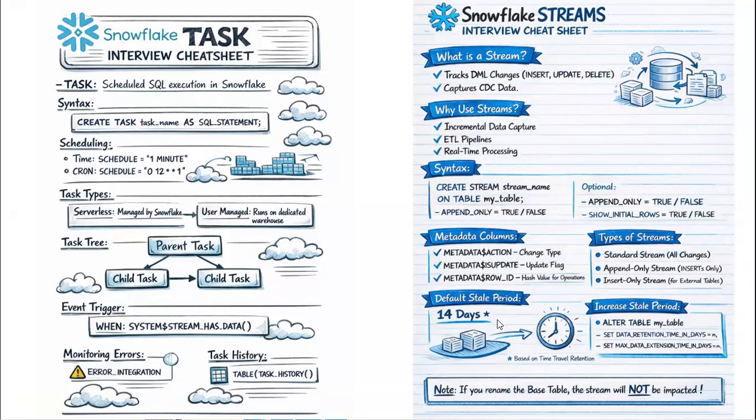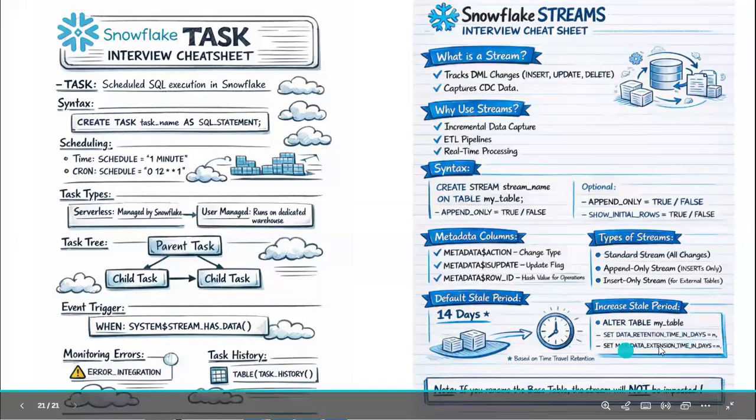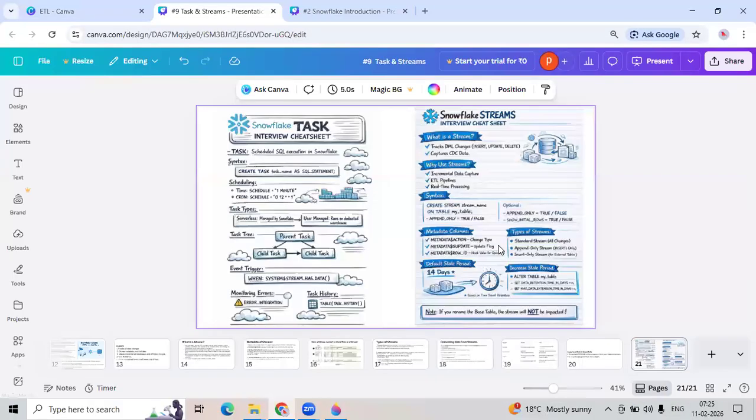To increase the stale period, use alter table and set the data retention time, maximum data retention. This is an interview question you'll get: what is the stale period for the stream? The answer is 14 days, but we can increase it by using the data retention setting.